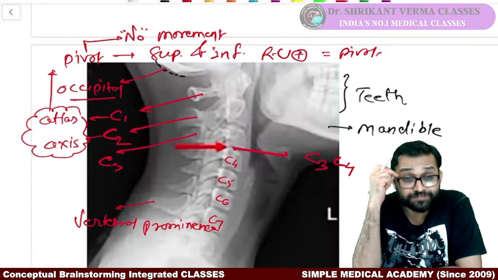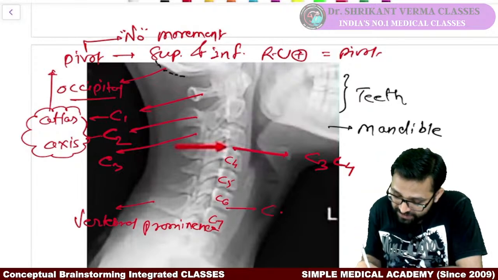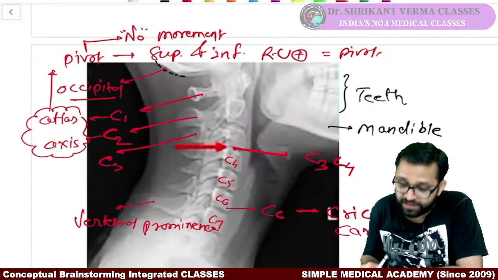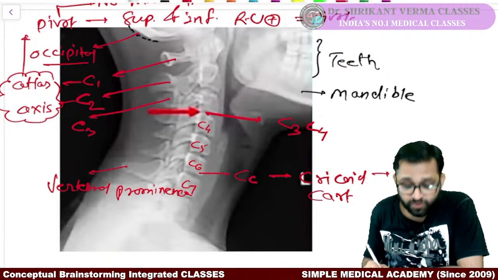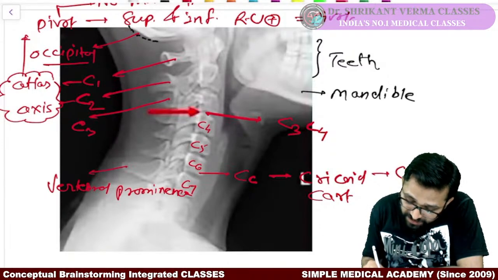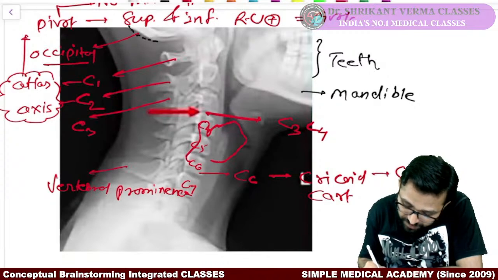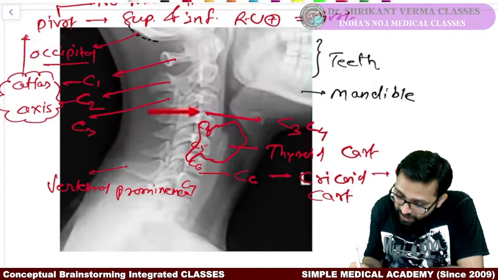And remember that at C6 there is our cricoid cartilage. At this level there is the cricopharyngeal junction. Fine. So remember, at this level, the C3-C4 level, there is the upper border of the thyroid cartilage.